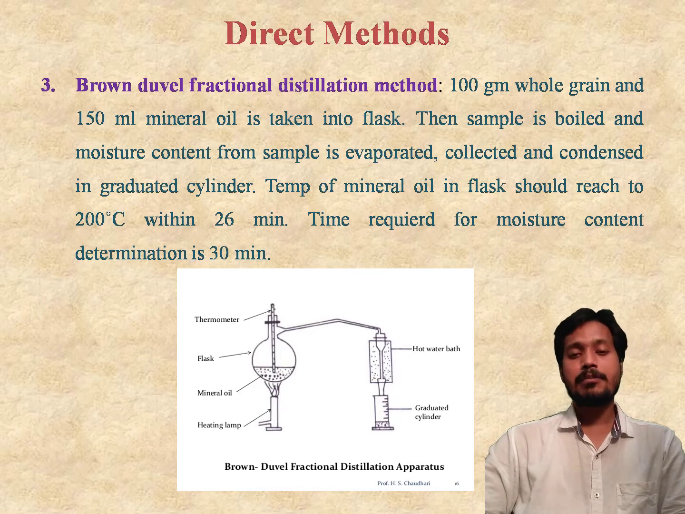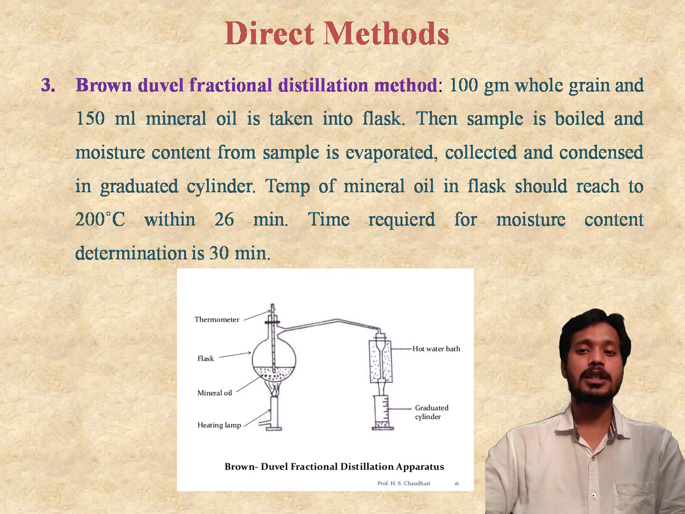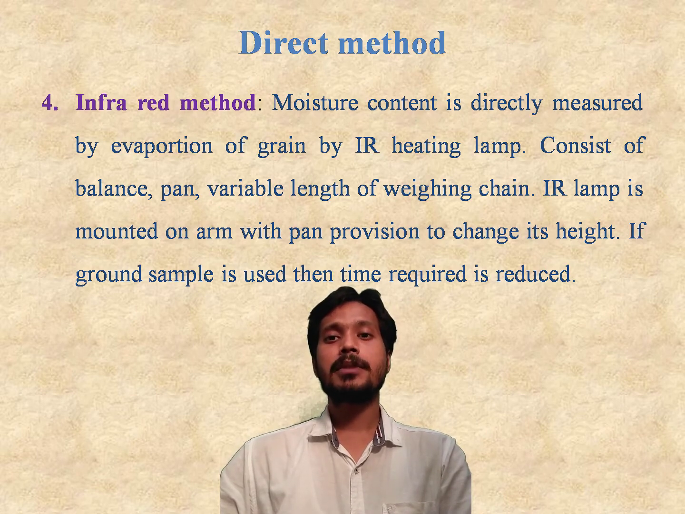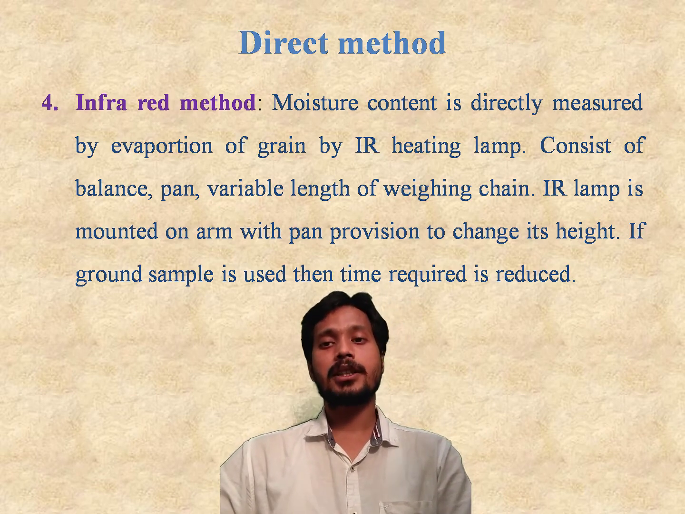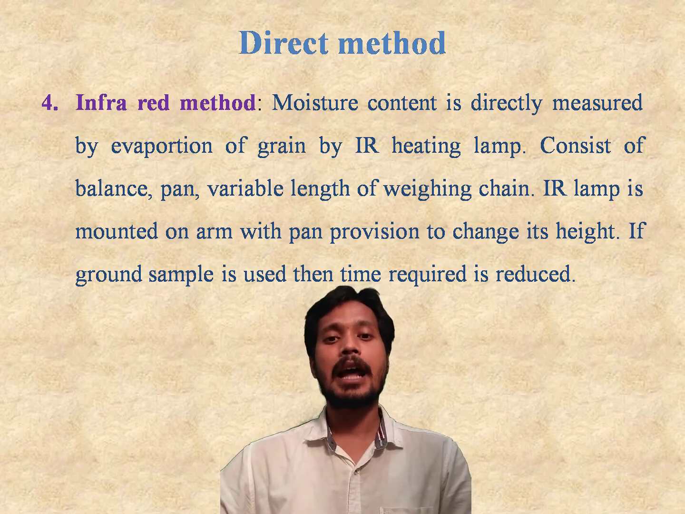So here the temperature of mineral oil in the flask should reach 200 degrees Celsius within 26 minutes, and the time required for moisture content determination is half an hour or 30 minutes. Coming to another direct method, it is your infrared method. In this infrared method, we take the help of an infrared lamp.